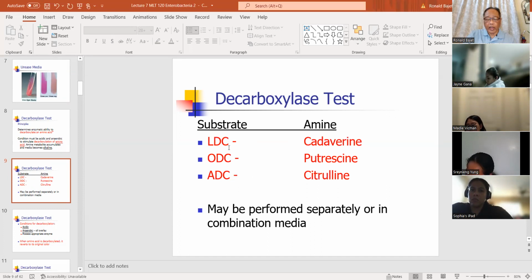So make sure you memorize which goes with which particular decarboxylase enzyme. These are the enzyme substrates, and these are the amines. Okay.